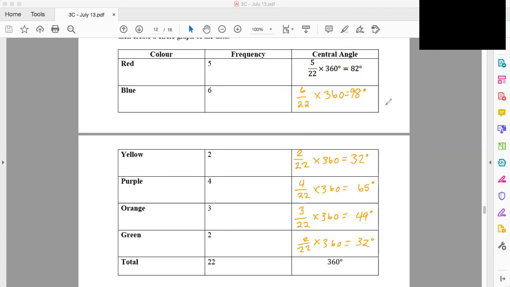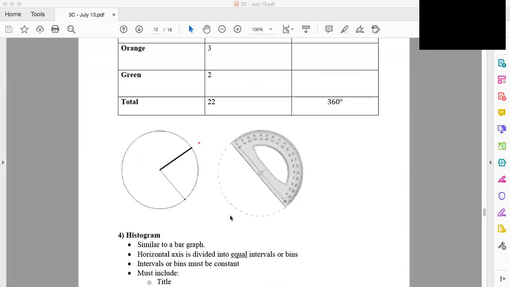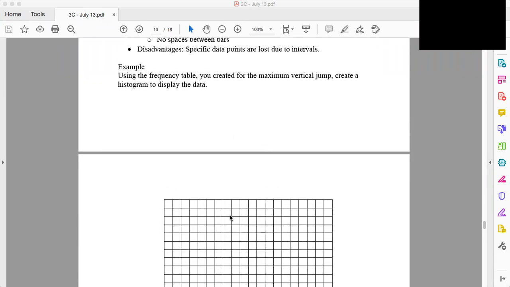With this, you would use a protractor. You would start at one line, do 98 degrees and label it blue. You would go to the next line, do 32 degrees, label that yellow, and so on and so forth. I can't really do that on a computer, and I don't expect you guys to do it on a computer. I do know that Microsoft Word does it for you, I believe. So if you wanted to for your assignment, you can go right ahead and do that.